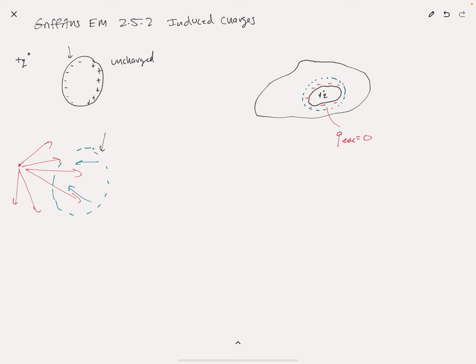Okay, but then my conductor, I didn't specify, but the way we first drew it was that it was uncharged. Now I'm generating some amount of negative charges along the inside of my cavity. Now my conductor has become charged. It doesn't make any sense. The only way that you can maintain the conductor being neutral is for an accumulation of positive charges to also exist.